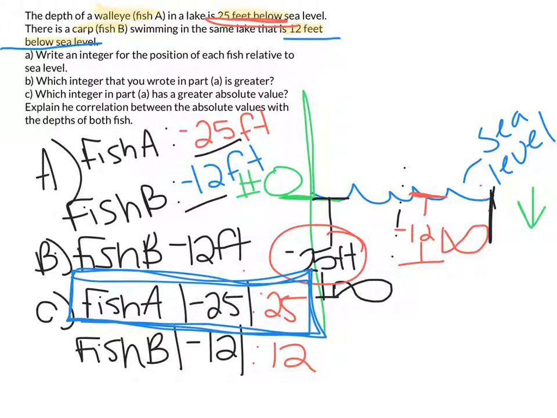And the very last thing you'd want to do is explain the correlation between the absolute values and the depths of both fish. Now that can work out right here in your picture. You could explain that the absolute value is the distance away from zero that a number is. Same thing with your sea level and your fish. That's the absolute value that your fish are away from sea level.